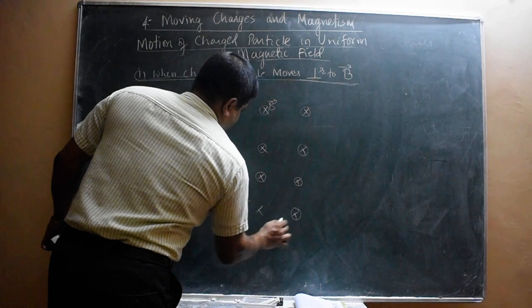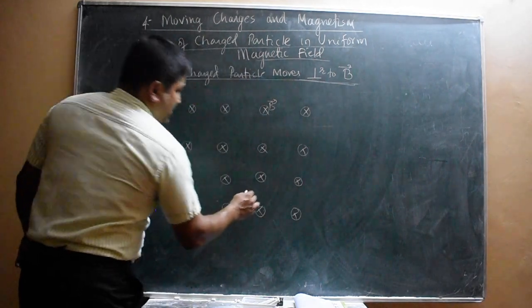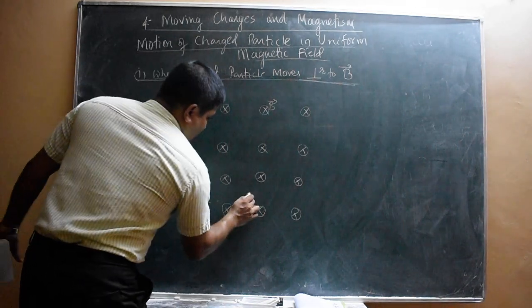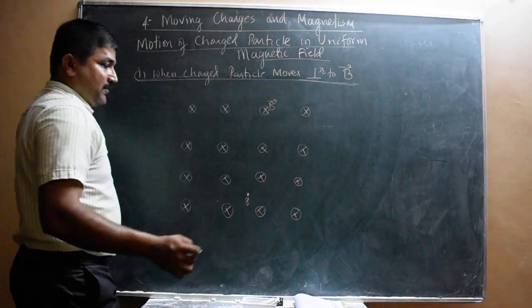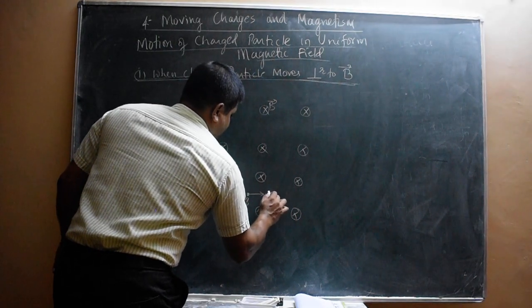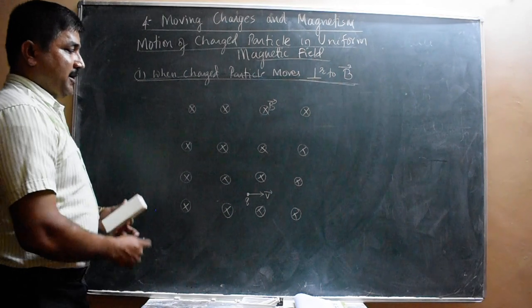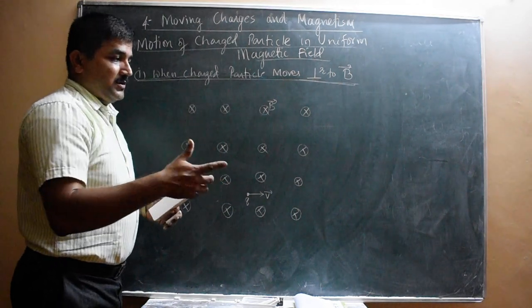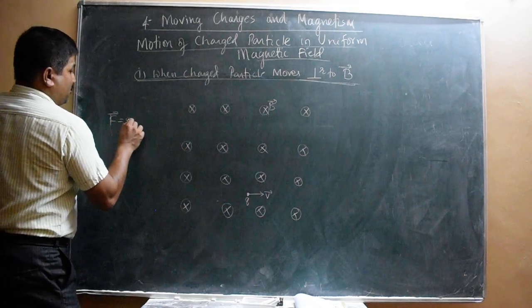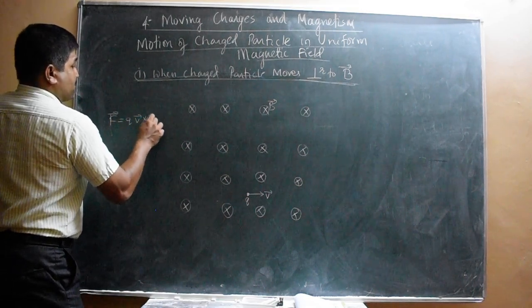Okay, then next. Now if I take a charged particle at some point here. Here there is a charged particle having a charge Q. It is directed this way. Its velocity is this way. Direction of the charged particle is this way. So magnetic force experienced by the charge F equal to Q times V cross B.